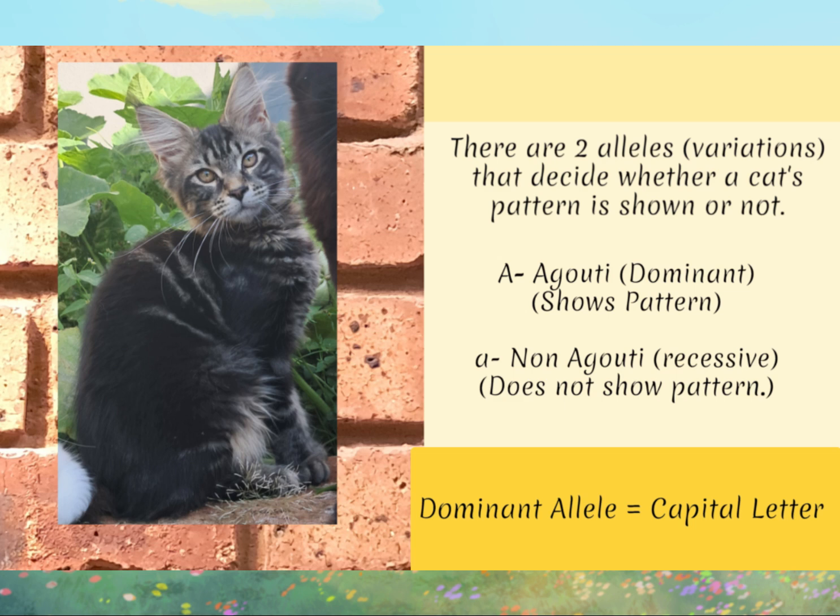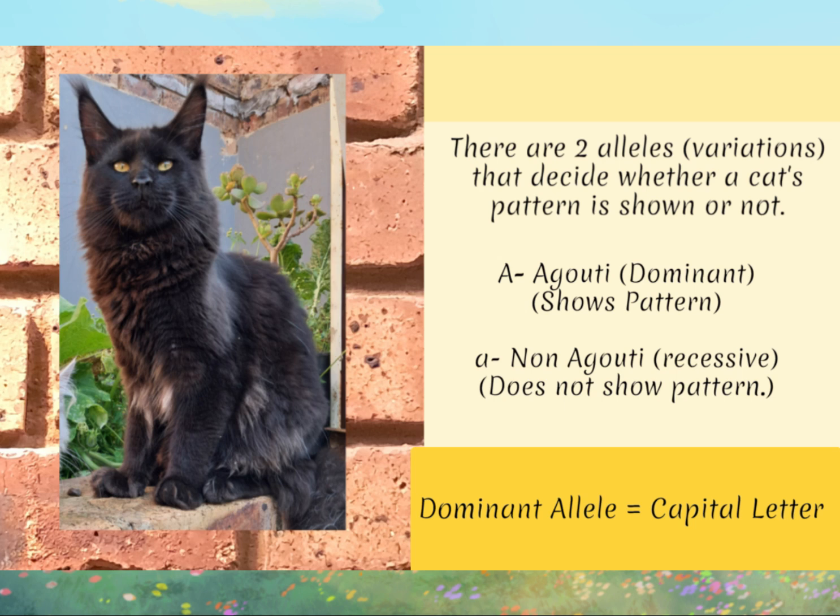Capital letter A, Agouti, dominant and shows pattern. A tabby cat. Second, small letter a, non-agouti, recessive, does not show pattern. It is a solid, like the solid black cat on the screen.